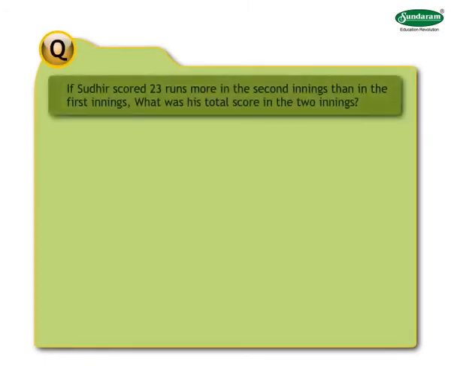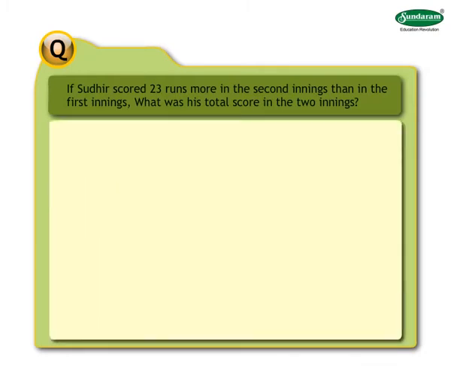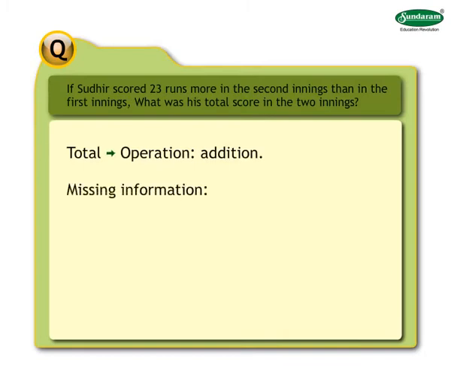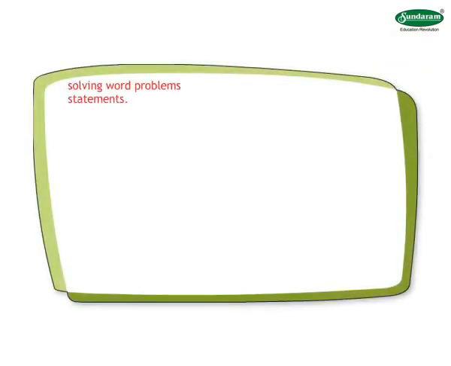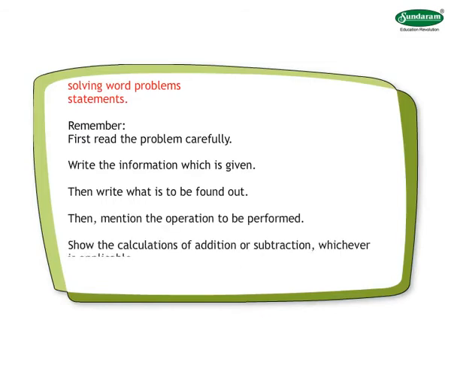Question. If Sudhir scored 23 runs more in the second innings than in the first innings, what was his total score in the two innings? Solution. The word total indicates that the operation is addition, but the missing information is the runs scored in the first innings. Now, let's follow a particular method of solving word problems.